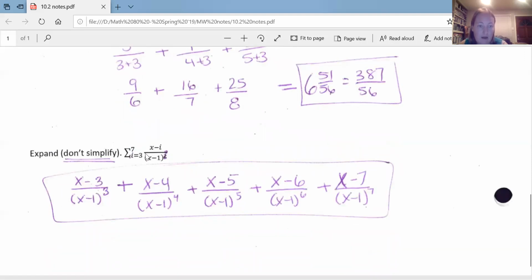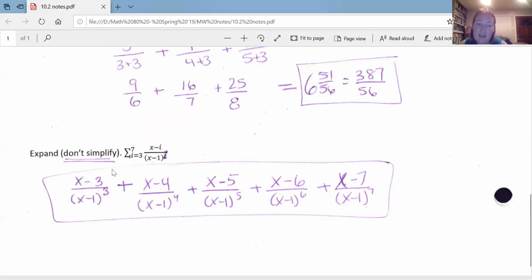Here, that's an I there, so we plug in your index value here and there. So I put, in this case, 3 there and there, then 4, then 5, then 6, and then 7. We stop when the I is 7.